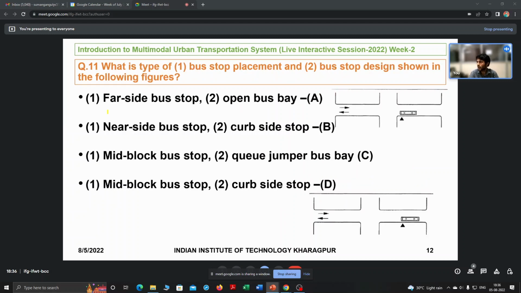So then the next question is, what is the type of bus stop placement and bus stop design in the following 2 figures? First you need to answer the type of bus stop placement. Is it near side, is it far side, is it mid block? And the second is, what is the bus stop design? Is it open bus bay, is it curb side, is it queue jumper bus bay? So for the 2 different figures you need to answer it.